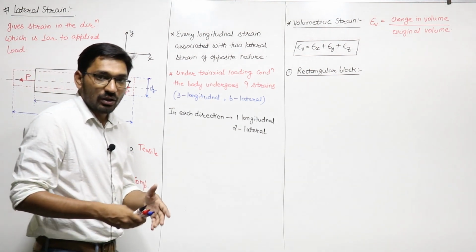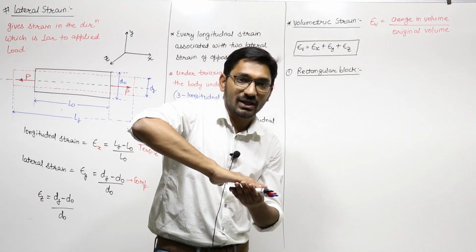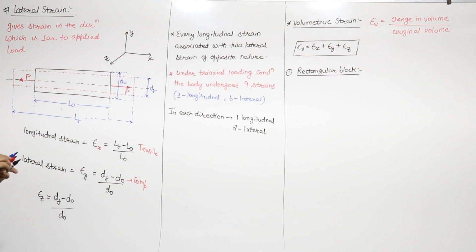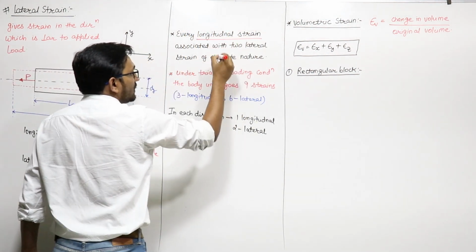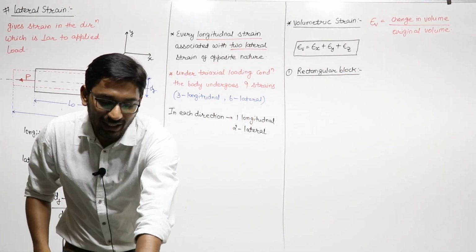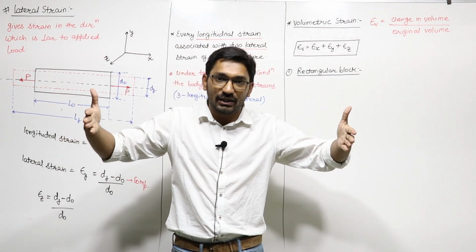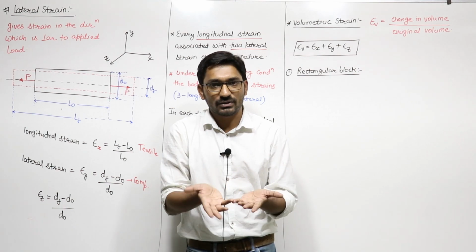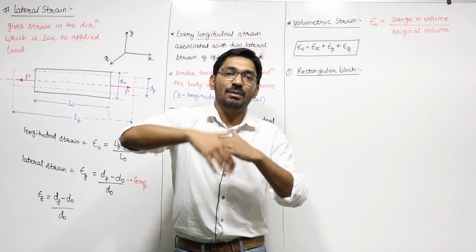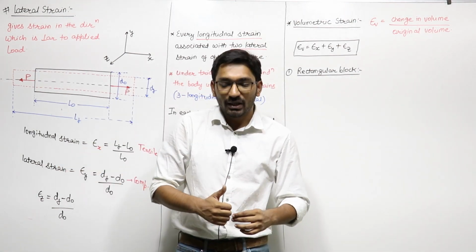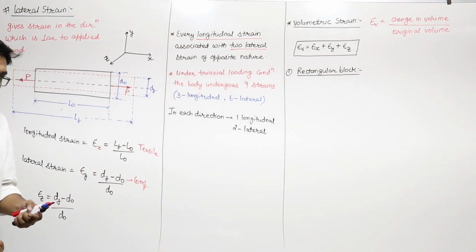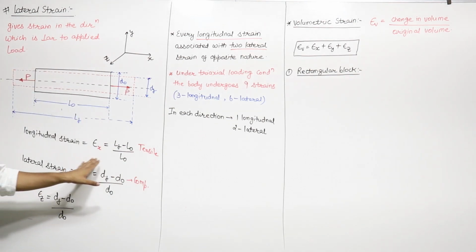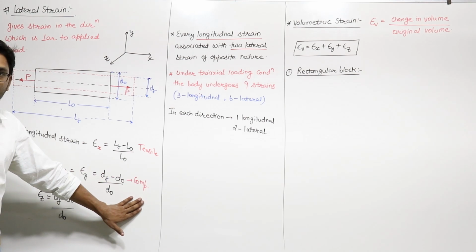So in the direction of applied load, the strain is longitudinal, and the direction perpendicular to the applied load will give you the lateral strain. So any longitudinal strain is associated with two lateral strains, right? If I apply a load in x direction, then in x direction strain is longitudinal, and because of this longitudinal strain, two lateral strains also come, because to maintain the constant volume. The two lateral strains on the planes perpendicular to the direction of load will give you the lateral strain. So every longitudinal strain will be associated with two lateral strains of opposite nature. If longitudinal strain is tensile strain, then lateral strain will be of compressive nature.